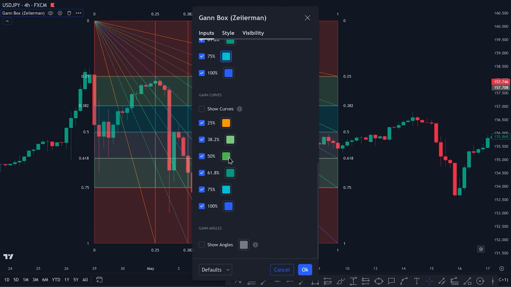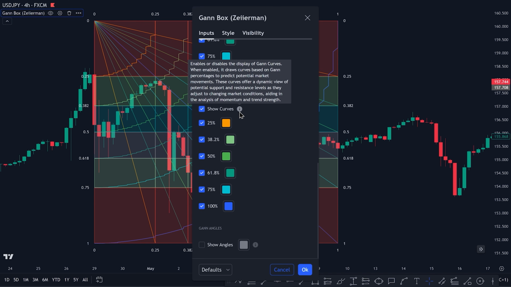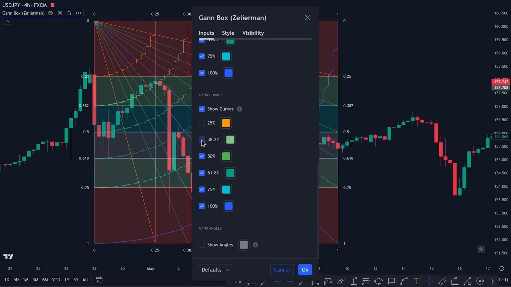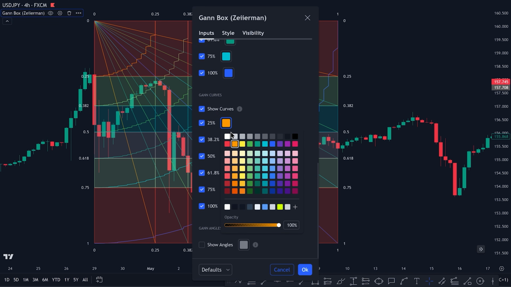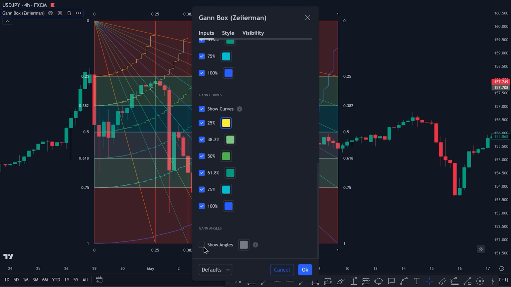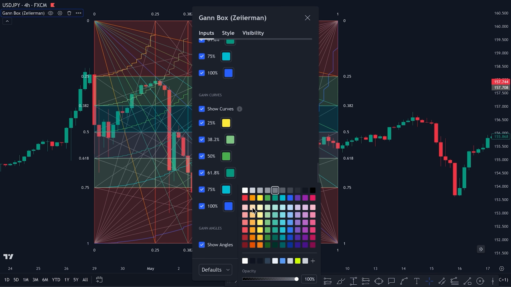Gann curves settings. When enabled, the Show Curves setting draws Gann curves on the chart based on Gann percentages. These curves provide a dynamic view of support and resistance levels as they adapt to changing market conditions. You can define which curves are displayed and their colors, allowing for a tailored analysis experience. Toggling the display of Gann angles helps you understand the market's price and time dynamics, offering insights into future support and resistance levels. The coloring options for Gann angles make it easier to differentiate between various angles on the chart.